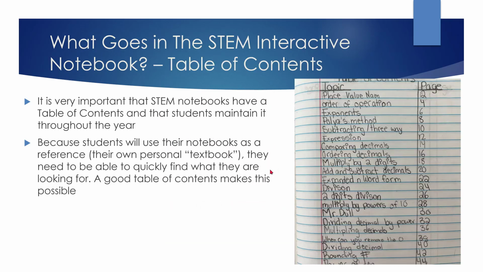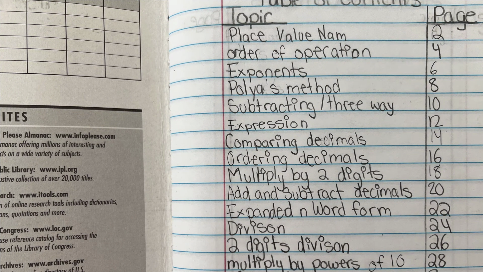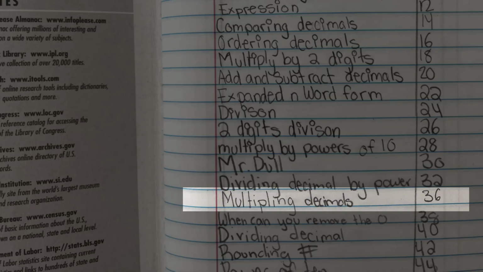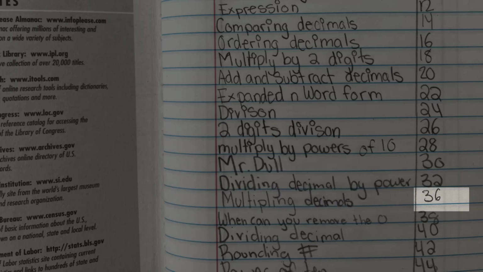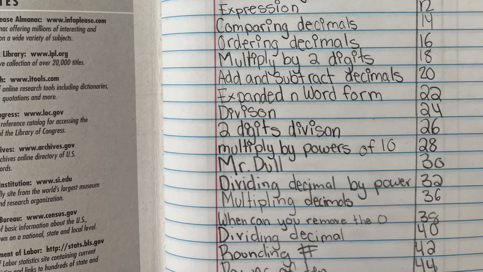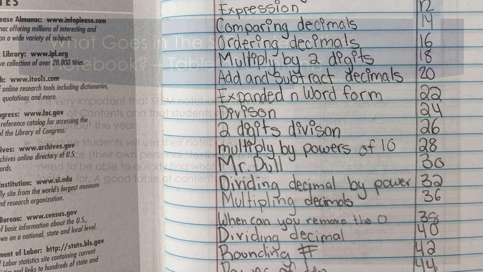Now that we've talked a little bit about what a STEM interactive notebook is, let's look at what goes inside one. The first thing we should see when we open up a STEM interactive notebook is a table of contents. The table of contents becomes very important when we understand that this is to be a reference for students to go back into when they need the information to solve a part of their problem. So for example, if they need to know how to multiply decimals to create their invoice, then they want to be able to get directly to the page that shows them how to do that. Keeping the table of contents up to date throughout the year will really facilitate students using them in this way.